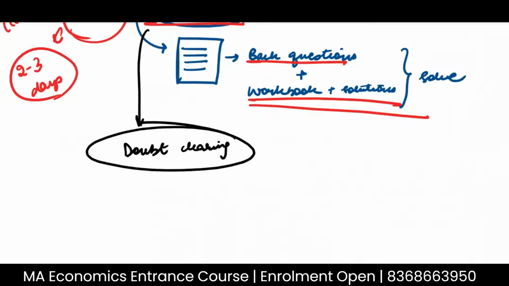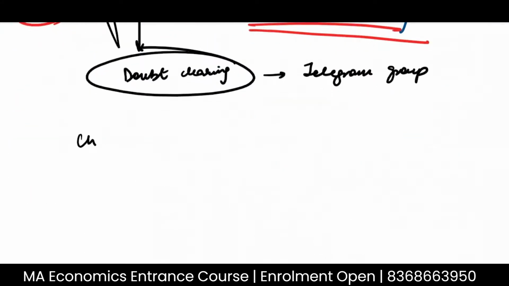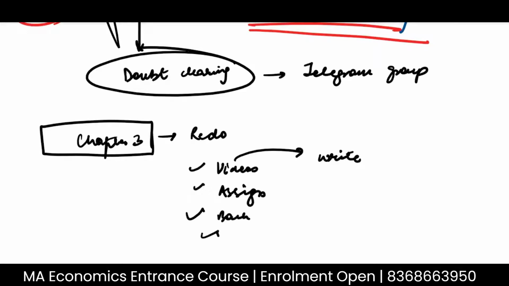So if you think you have a doubt in this lecture, in this chapter 2, you will post it in our Telegram group. Once that is done, you tick mark that chapter and you go to the next chapter. And in that next chapter, you redo the process again. So you look at all the videos, you write everything down, you solve the assignment, you do the back questions of the book, you do the workbook questions, you get your doubts resolved, and so on.